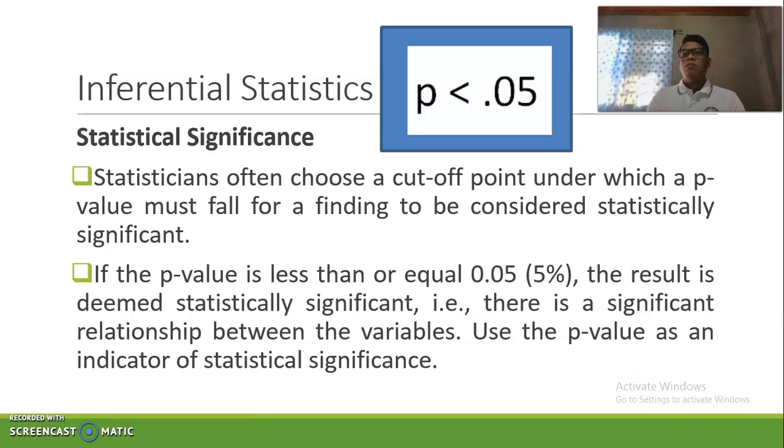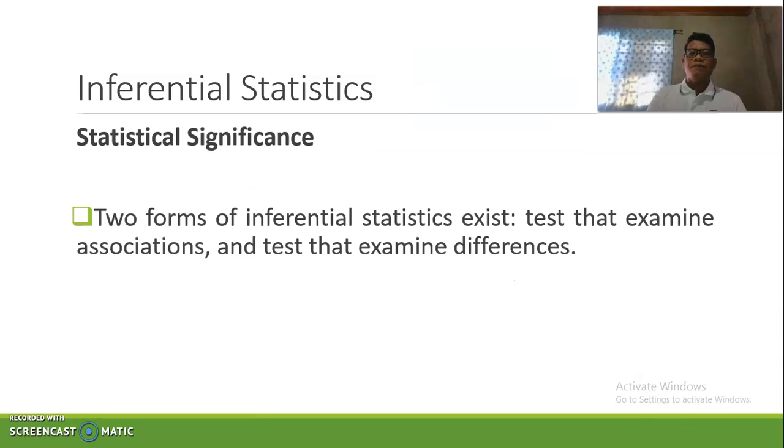So what do we mean by 5% level of significance? If our cutoff point is 5%, meaning to say that the result of the study is 95% accurate. No matter how many times you repeat the process or gather the data, you will still get a 95% accurate result of the study. So that is what we mean by 5% level of significance.